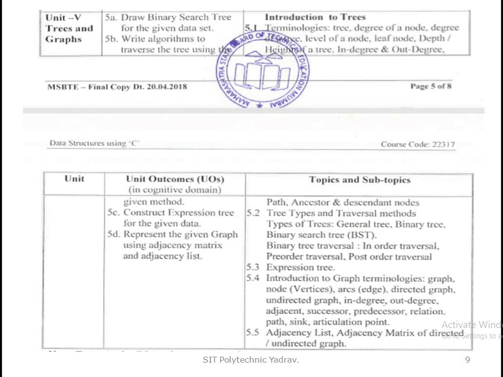In that, introduction to graph and terminologies, the sub points are: graph node, also known as vertices, arcs, that is edges, directed graph, undirected graph, in degree, out degree, adjacent, successor, predecessor, relation, path, sink, articulation point. Next, 5.5, adjacency list, adjacency matrix of directed or undirected graphs.